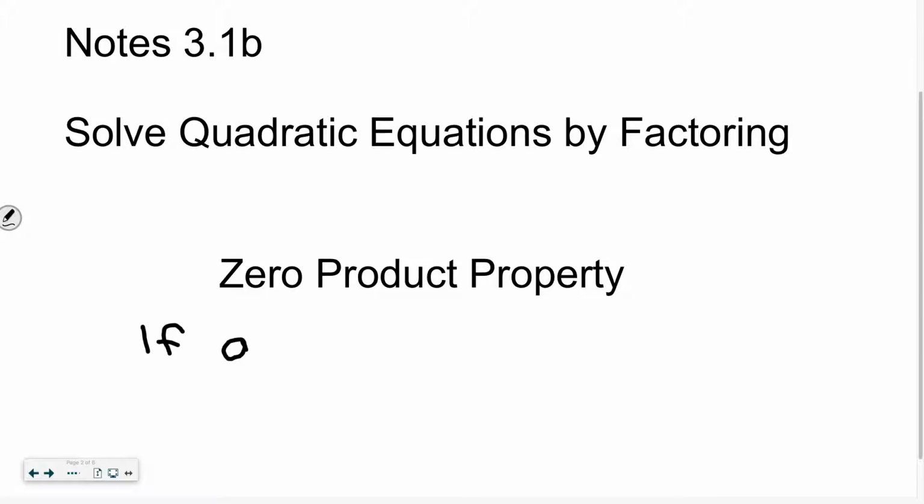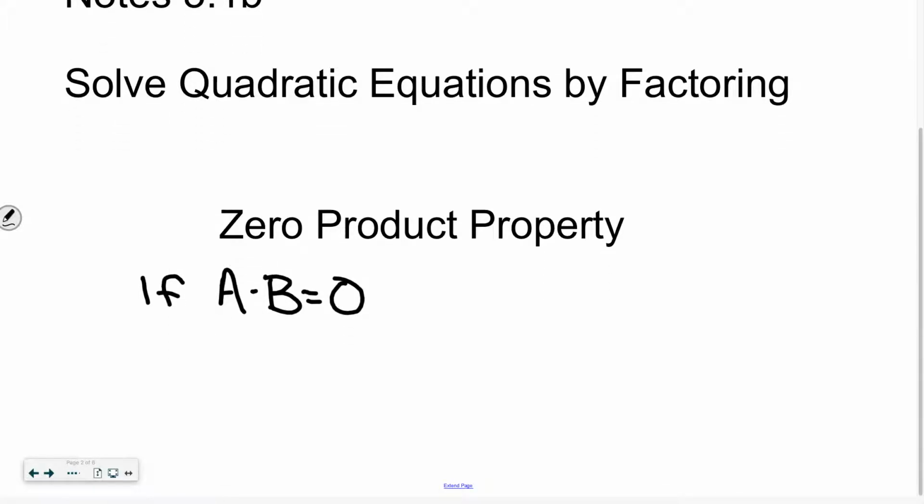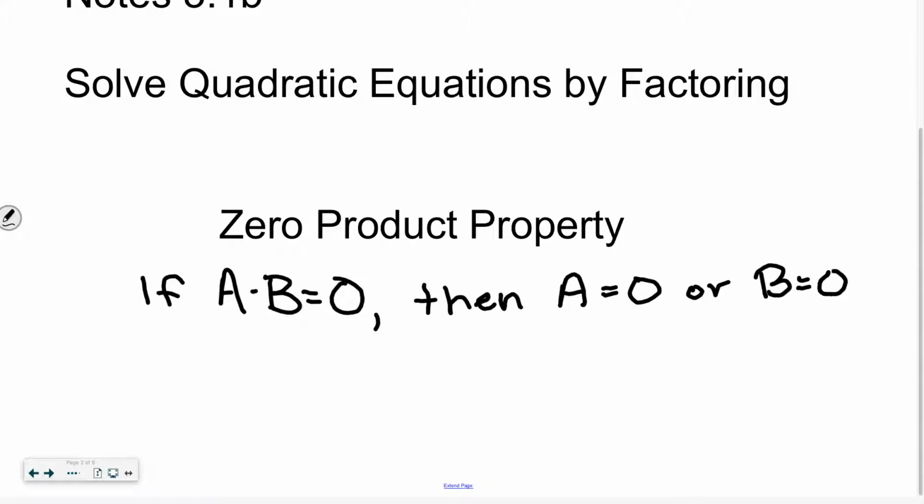If A, I'm going to make it capital A, times B equals 0, so if you know two things are multiplying together and equal 0, what do you know about one or both of those things? One or both of those things equals 0. So if A times B equals 0, then A equals 0 or B equals 0 or they both equal 0. But at least one of them has to be equal to 0.